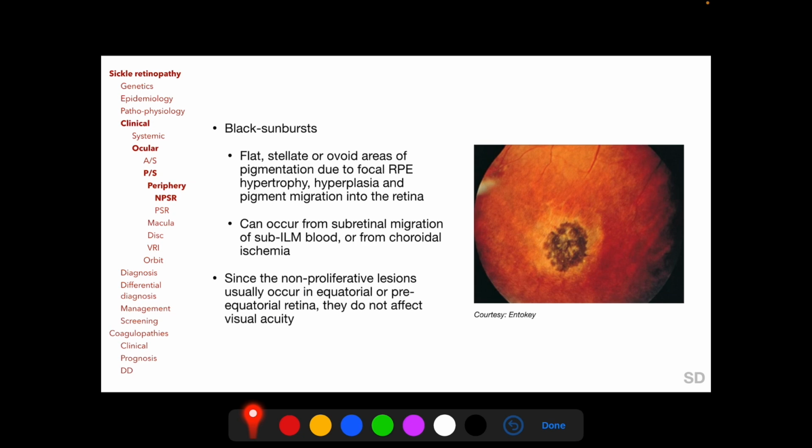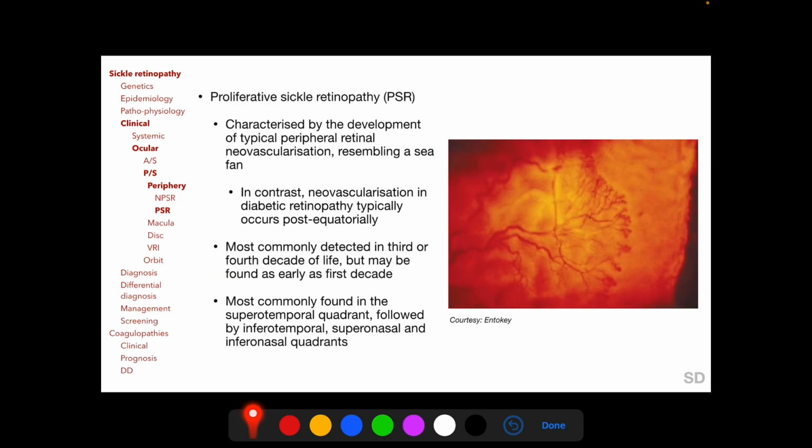Black sunbursts can occur from either subretinal migration of sub-RPE blood or from choroidal ischemia. Since these non-proliferative lesions usually occur in equatorial or pre-equatorial retina, they do not affect visual acuity. Proliferative sickle retinopathy, or PSR, is characterized by the development of typical peripheral retinal neovascularization resembling a CFAN, as seen here in this clinical photograph.